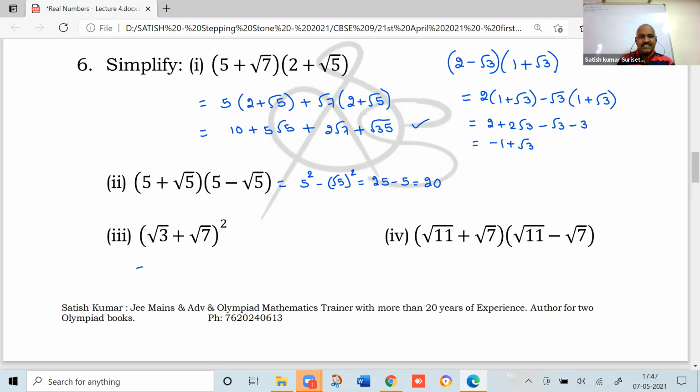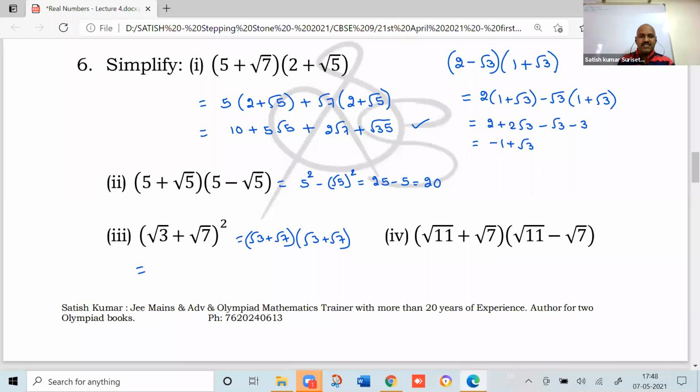Next. Here it is in the form of what? (a + b) whole square. So if you remember the formula for (a + b)², you apply it. Otherwise, you write this as (√3 + √7)(√3 + √7) and then multiply term-wise. In case you remember the formula, you apply the formula.